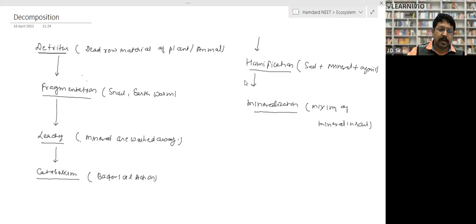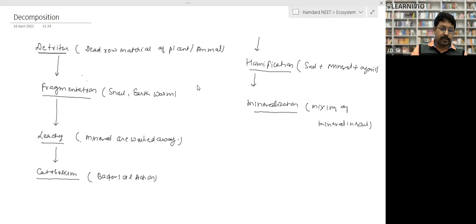Then what happened? First, the minerals washed away. Now the fragmented part is spread across the top soil. The catabolism starts and bacteria break it down. Then these minerals and organic material mix up with the soil and make a top layer at the top of the soil. They make a brown color material, right? And this brown color material is called humus. And the process of formation of humus, right?